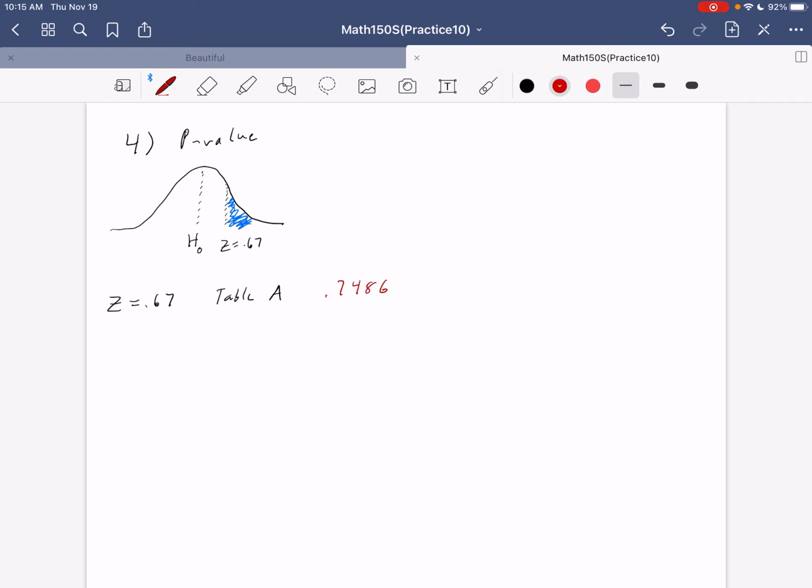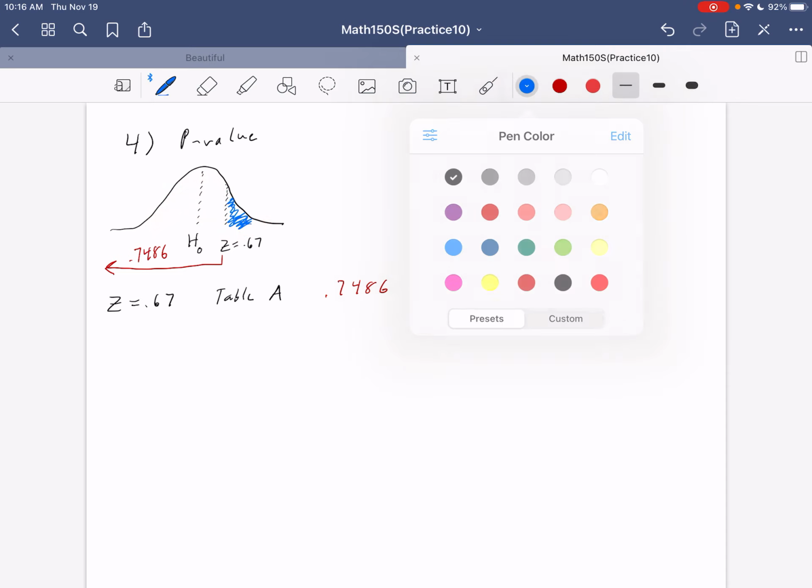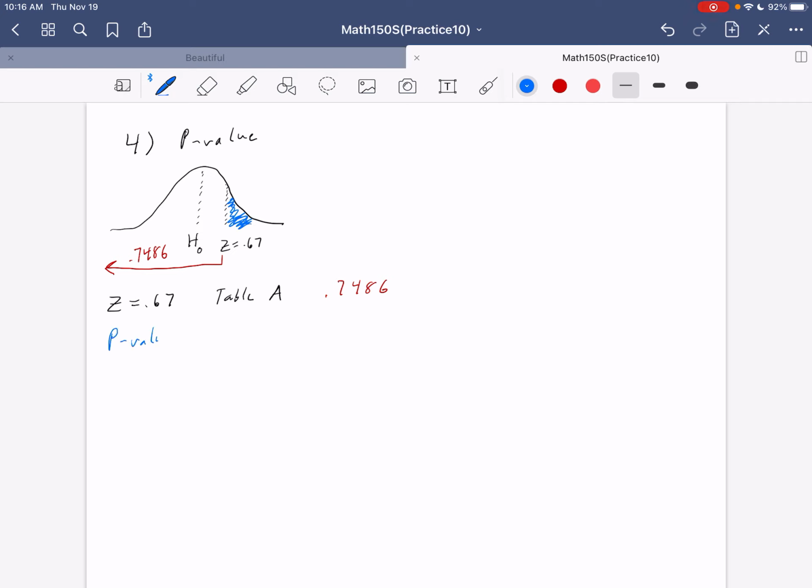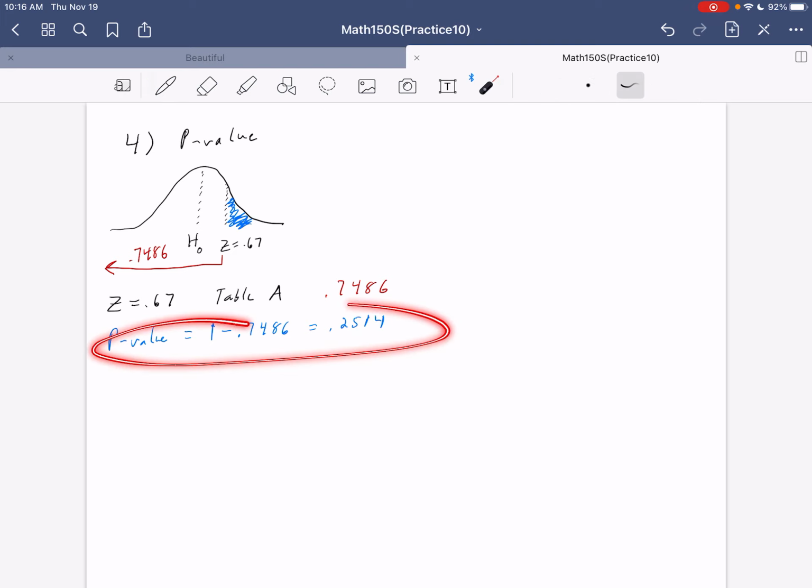0.7486. And remember, table A always tells us the area to the left, so we can fill this in here as 0.7486. Now, does that match our shaded area? Well, no, that would tell us all this stuff over here, but we actually want the stuff to the right. So remember, we can get our p-value here by doing 1 minus, because the area under the entire curve has to be exactly 1. So our p-value is 1 minus 0.7486, which gives us 0.2514. So there we go. We have an exact p-value.